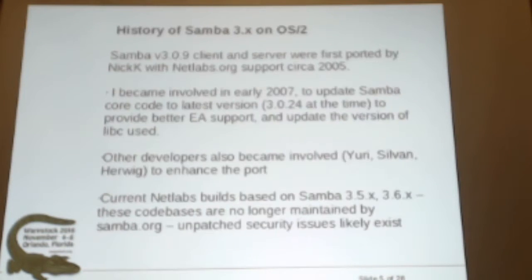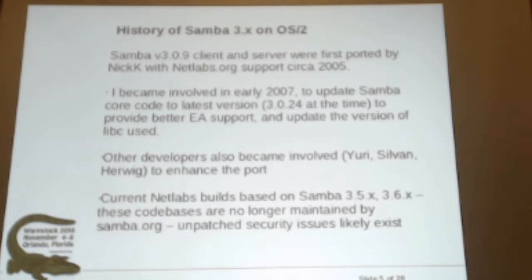Next slide, please, Neil. History of Samba 3.x. Yeah, so Samba for OS/2 has existed for probably about 11 years. The first binaries I could find when I went hunting through my memory banks and through Google were ported by Nick Kay, and I think NetLabs helped sponsor that work in around the 2005 period.